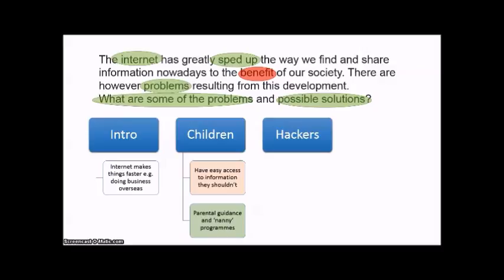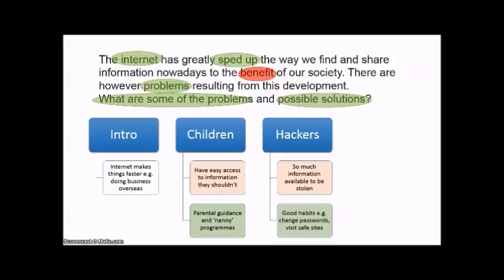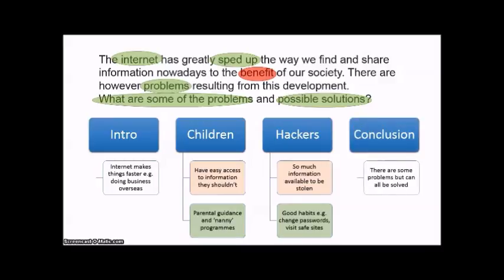We could also think about hackers as a problem. There's a lot more of our information online, which can be stolen and used by hackers. Ways to protect ourselves could be having good habits, changing passwords, visiting good sites. And then in our conclusion, we've looked at some of the problems, but we found that there are solutions for all of them. So there are some problems, but they can be solved.